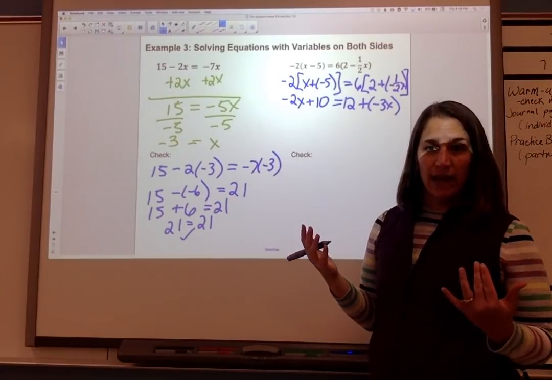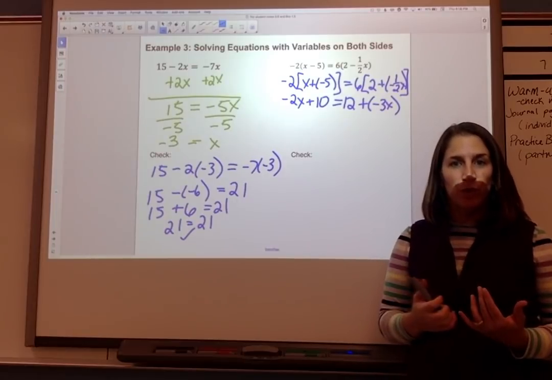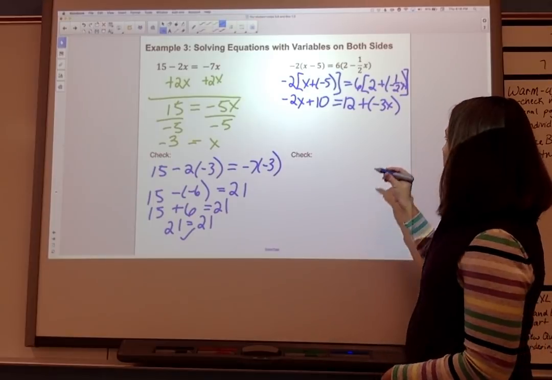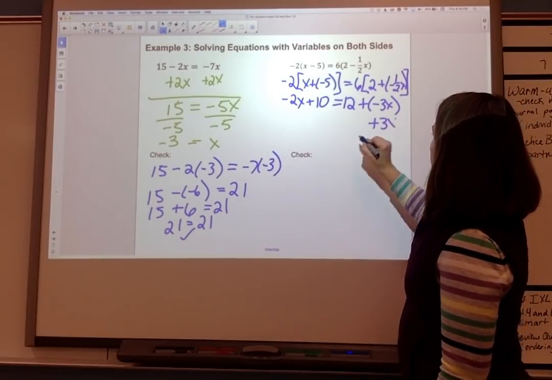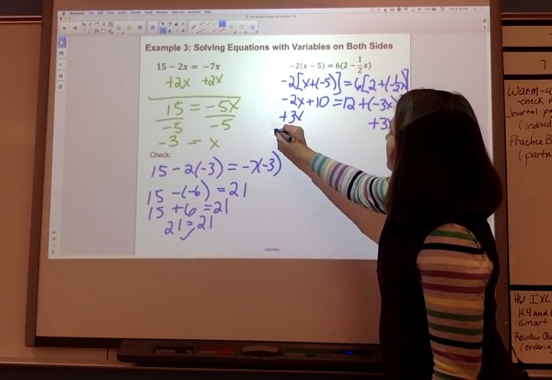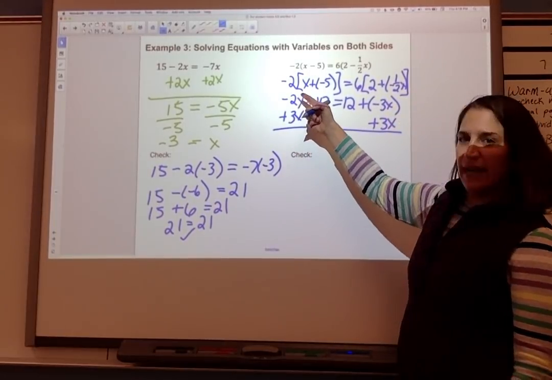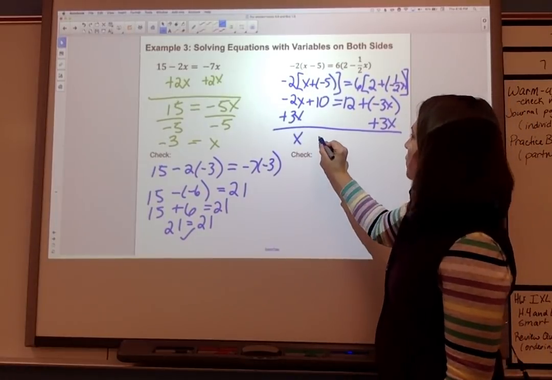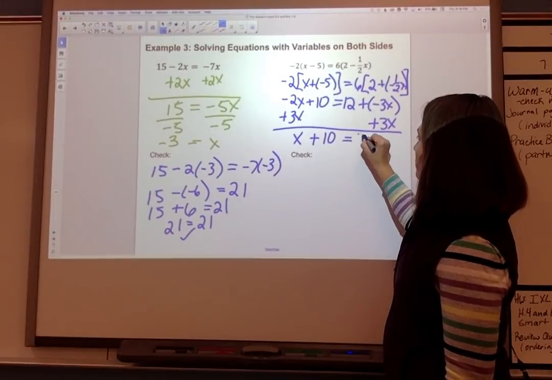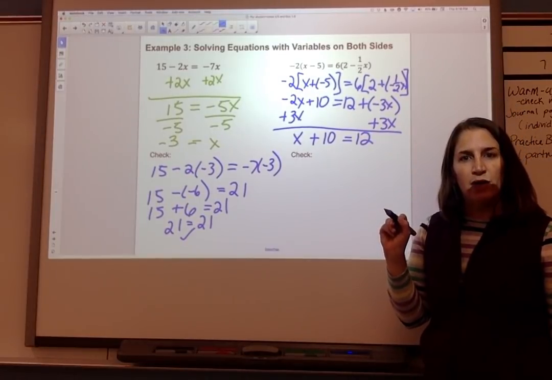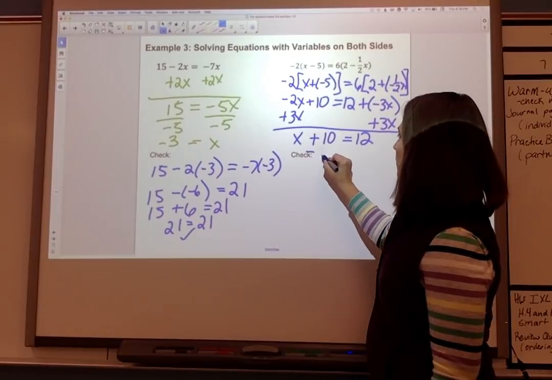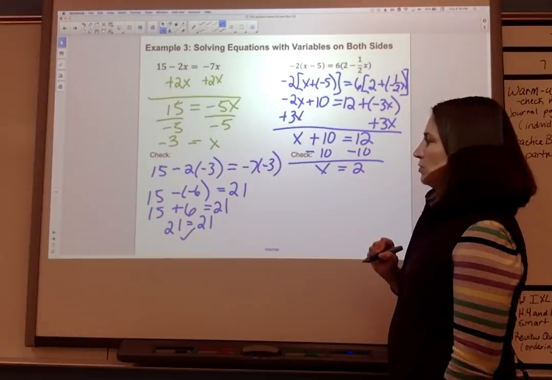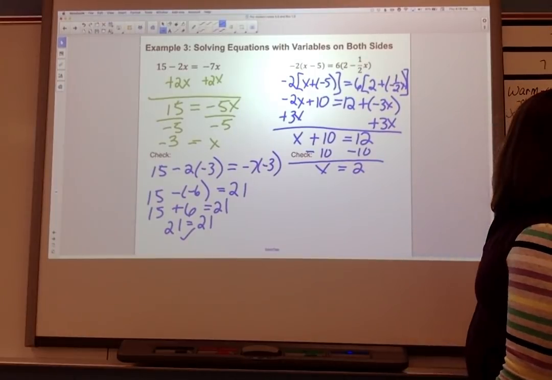So now we still have an equation that has variables on both sides of the equation. Let's get the variables all on one side so that we can solve. Let's do that by adding 3x to both sides. When we do that, we have negative 2x plus 3x is just 1x, or x. So x plus 10 equals 12. And now we're to a one-step equation that we could solve by subtracting 10 from both sides, and we get x equals 2.